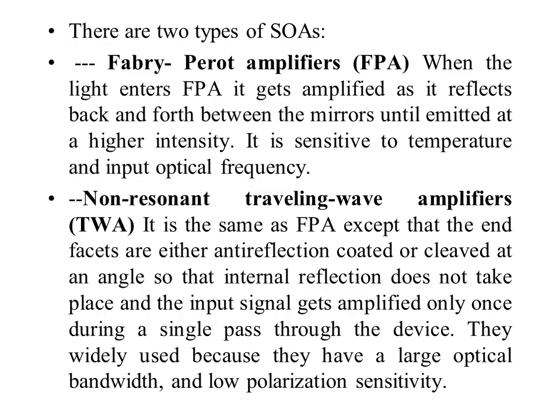So, semiconductor optical amplifiers have two types. One is the Fabry Perot amplifier and the other is the traveling wave amplifier. The Fabry Perot amplifier is similar to the cavity we studied in the laser diode. Between two facets, the optical signal will move back and forth so that it gains energy, and because of the optical feedback, optical amplification takes place.